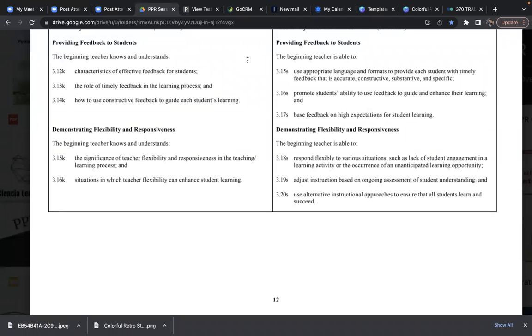You have to go to the drawing table and think like, what can I adjust? What can I modify to make our learning or our instruction more meaningful? Likewise, it says respond flexibly to various situations such as lack of student engagement in learning activity or the occurrence of an unanticipated learning opportunity.